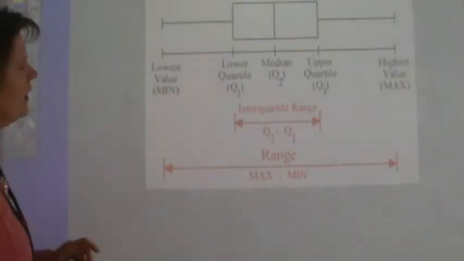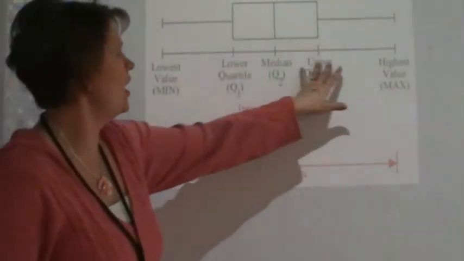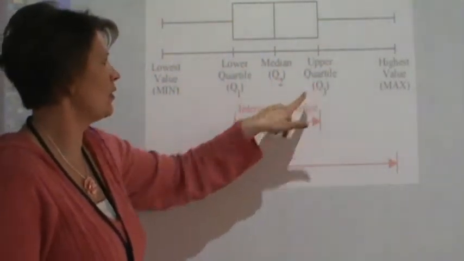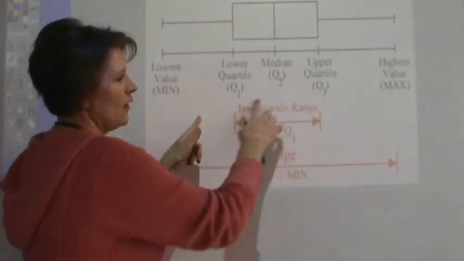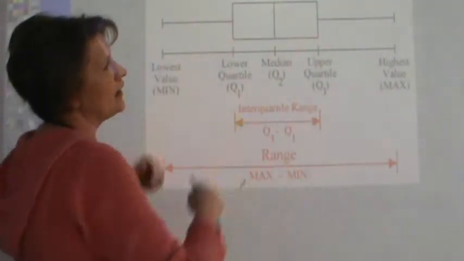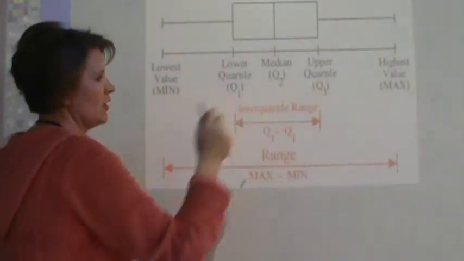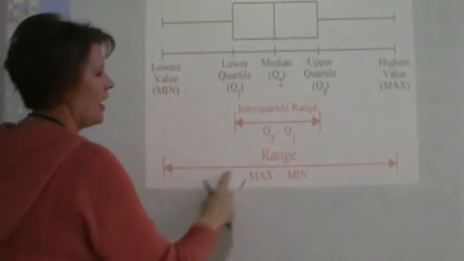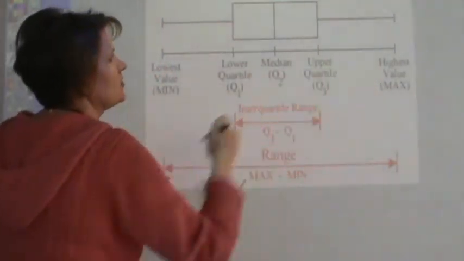Okay, and I believe this is the last one. It's just another view of, you got the lowest value, the highest value, the median, upper and lower quartiles. Also, this is another vocab word in here. This is the interquartile range. And basically it's that middle 50%. So it's from your lower quartile to your upper quartile, versus the regular range, okay, which goes all the way from your lowest value to your highest value.